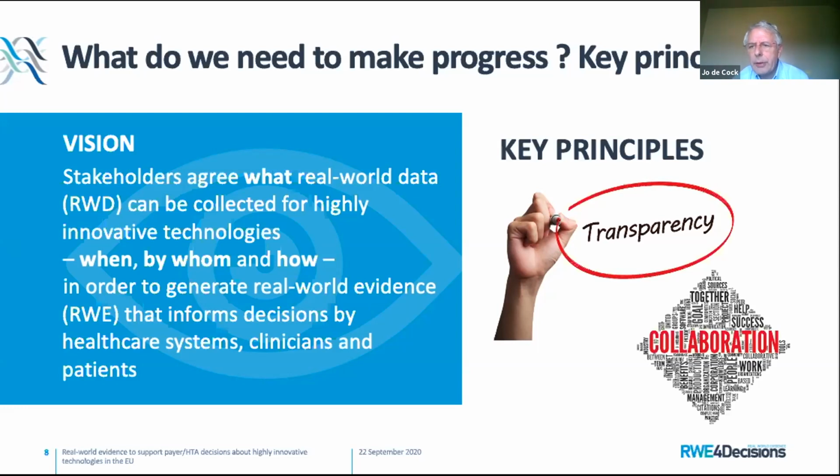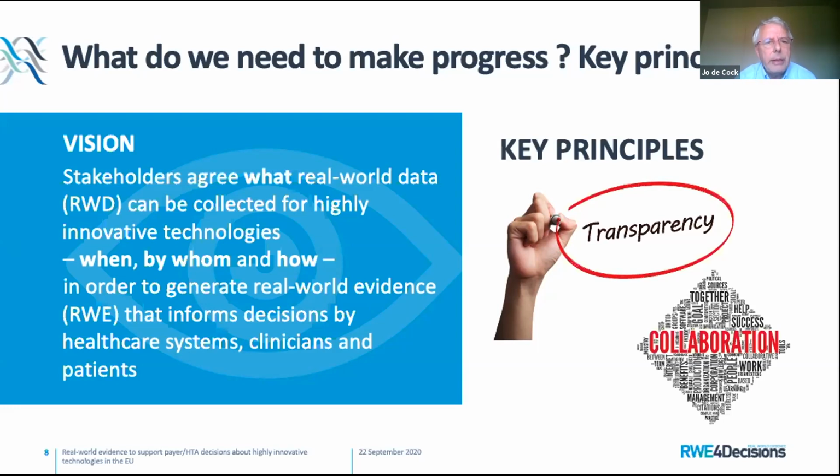A second principle is transparency. We have to clarify which questions may be addressed in regulatory and payer decisions. We have to publish methods for critical assessment of real-world evidence. We have to share information, and we have to use clear processes for managing conflicts of interest among the different stakeholders.